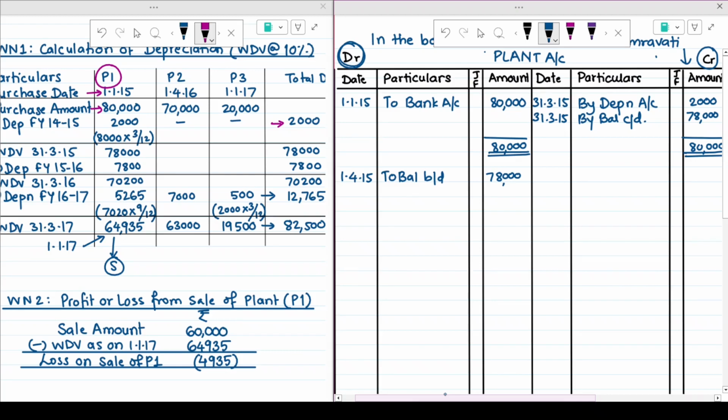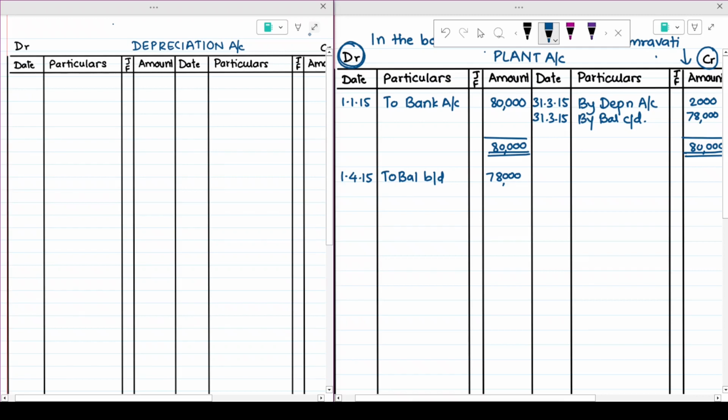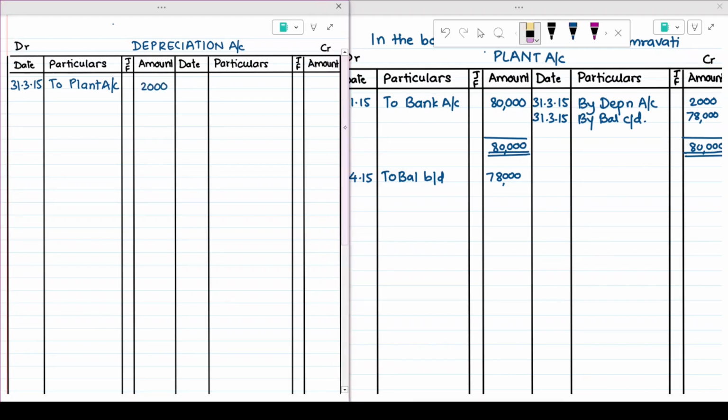Now we need to do the posting in depreciation account. So depreciation account we will debit at the year end 31/3/15 to plant account. The amount is 2,000. So no other depreciation entries are there. So we can close the depreciation account. 2,000, 2,000. The balance is transferred to profit and loss account at the year end by P&L account. As you know, we transfer all the balances of nominal account. Depreciation is a nominal account to profit and loss account at the year end to determine what is the profit or loss the business has made. So with this, first year posting is done.